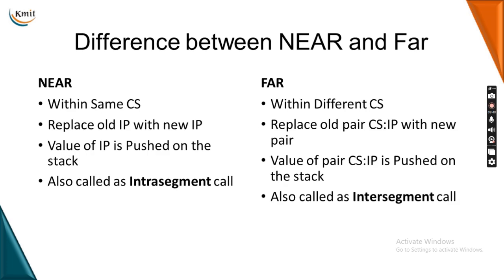What is the difference between near and far? Near is within the same code segment. Far is within different code segments. Near replaces the old IP with the new IP. Far replaces the old pair, that is CS:IP, with the new pair. The value of IP is pushed onto the stack for near, and the value of the pair CS:IP is pushed onto the stack for far. So the near call we can call an intra-segment call, and the far call an inter-segment call.